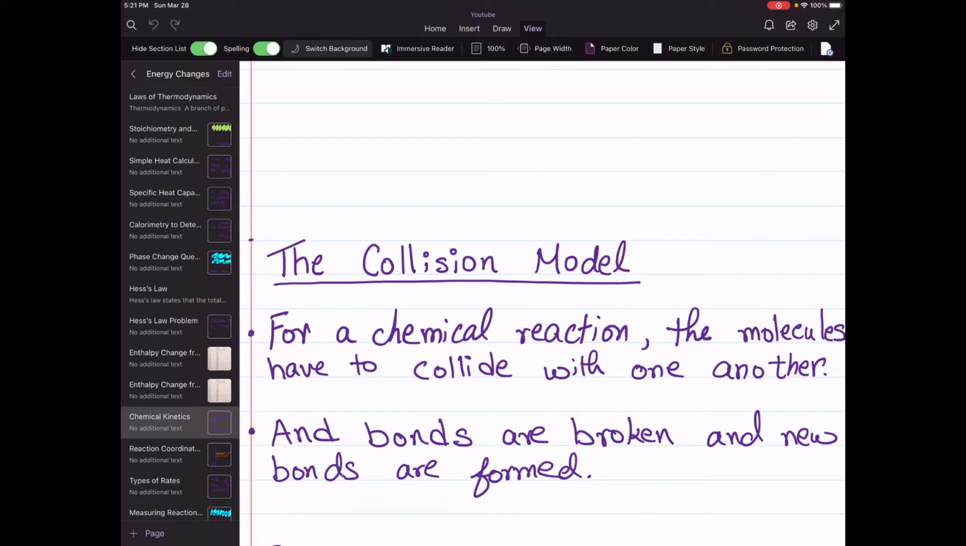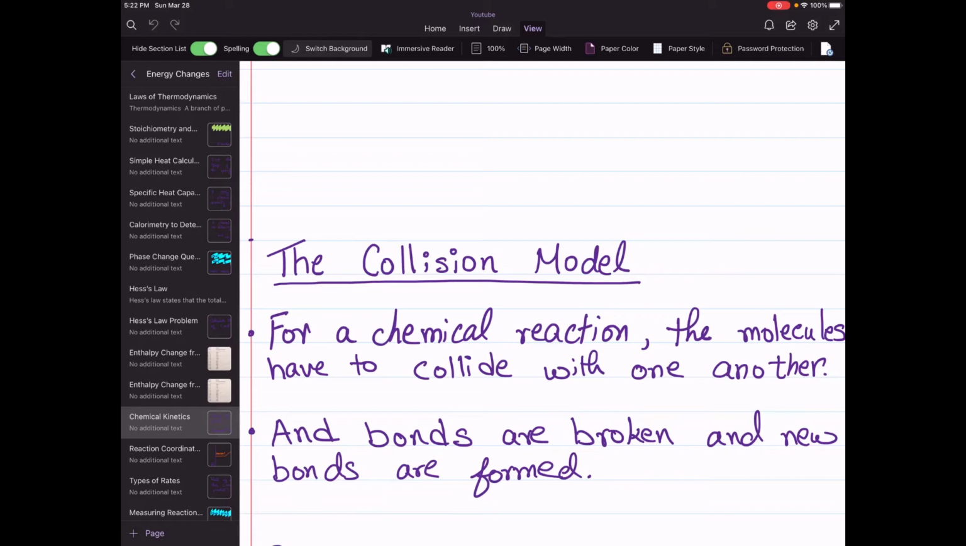So, for a chemical reaction, the molecules have to collide with one another. A chemical reaction cannot happen if the reactant molecules never come into contact. They have to come into contact. The way they can come into contact is by collision. That is the event. All right, and once that collision takes place, some of the bonds have to be broken.